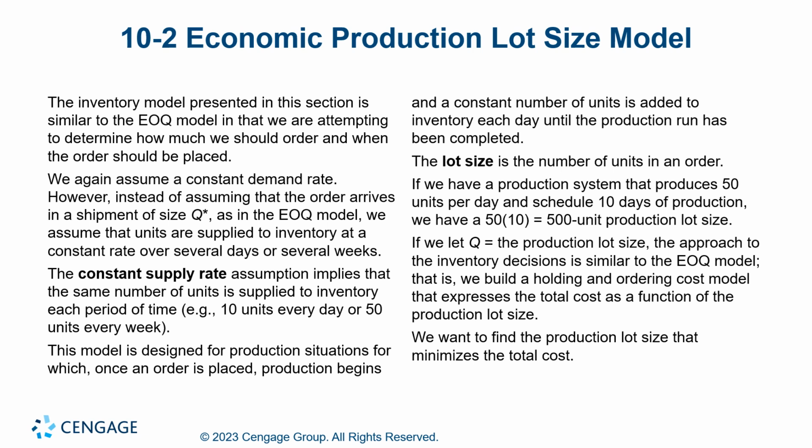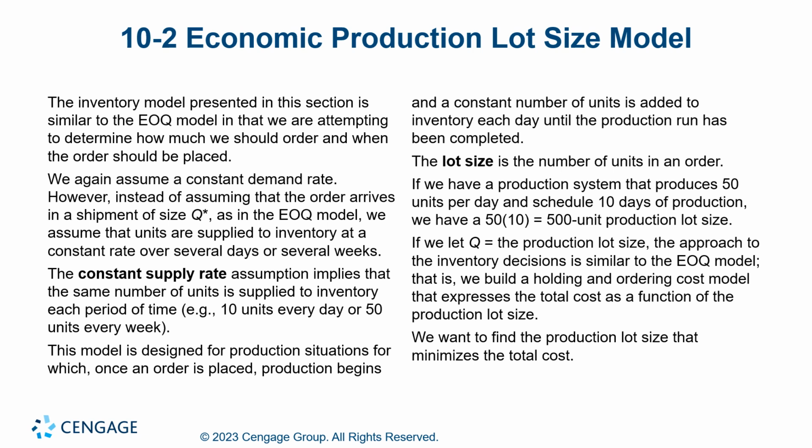And usually you see these kinds of cases in manufacturing plants, where instead of receiving one bulk order, you receive it slowly at a constant rate. So let's say we have a production system that produces 50 units a day, and we decide to schedule 10 days of production. And therefore we have 50 times 10 equal to a 500 unit production lot size. The lot size is the number of units in an order.